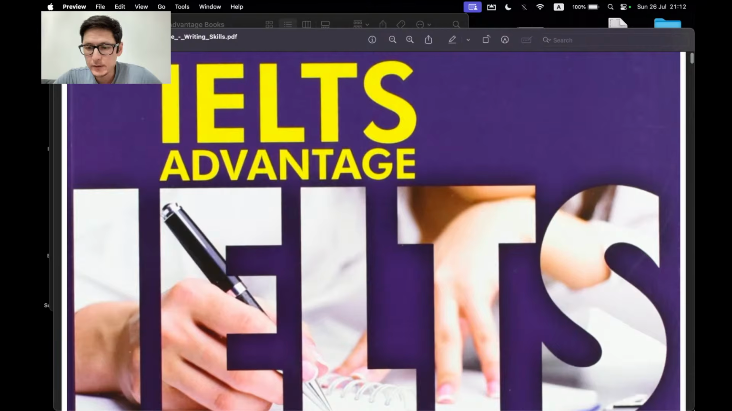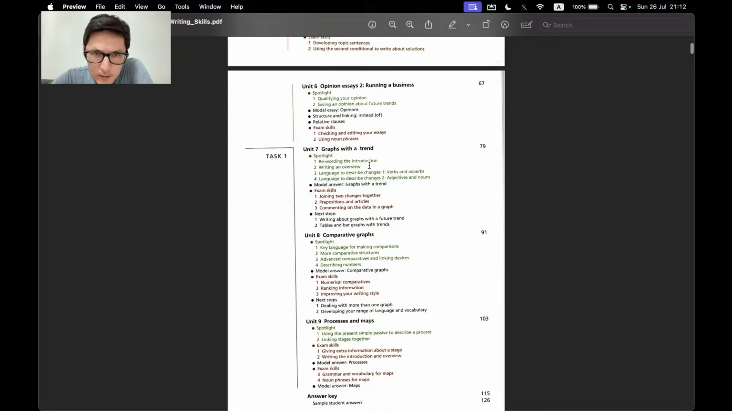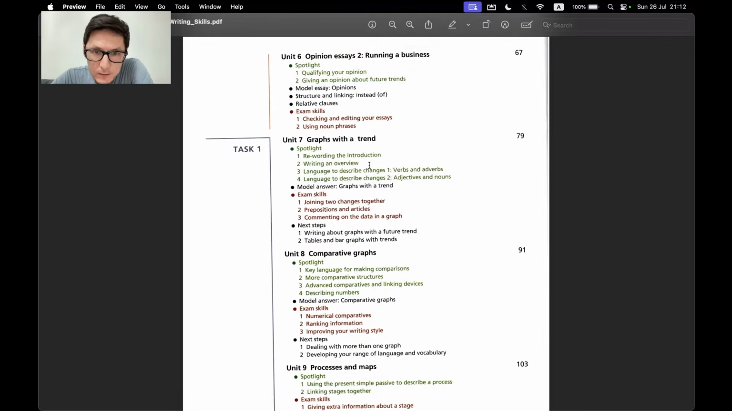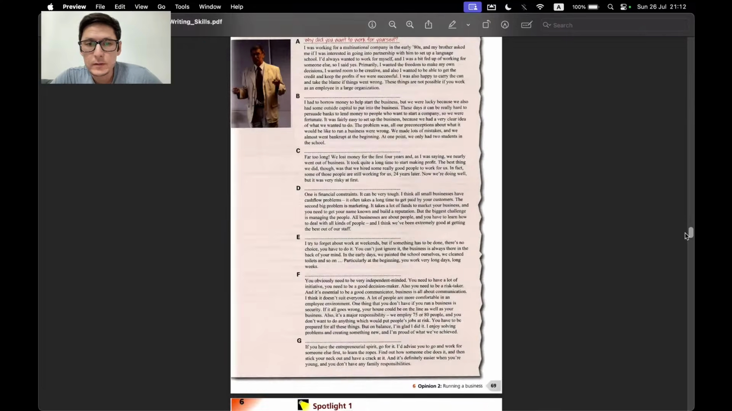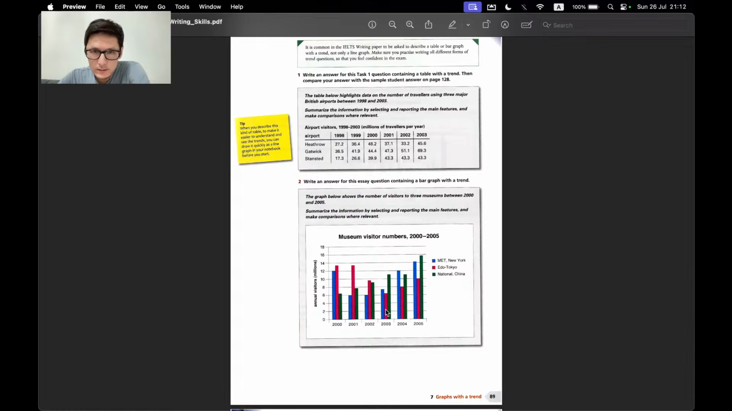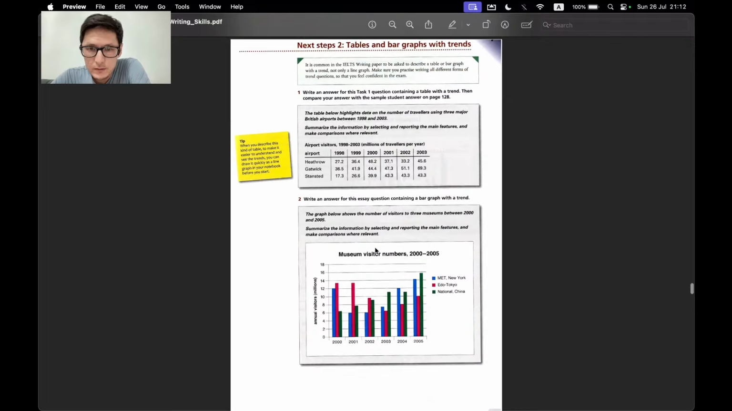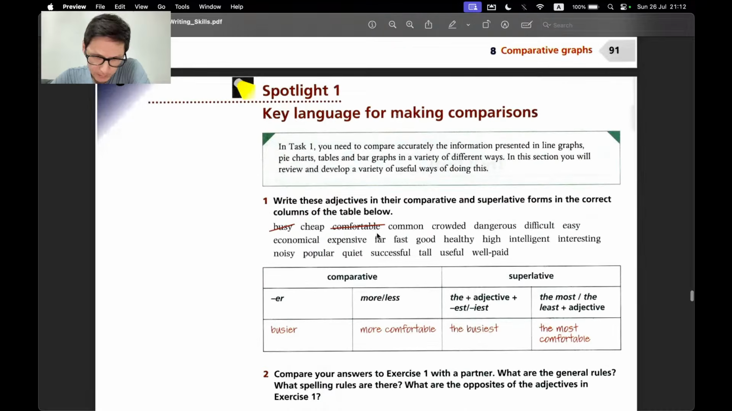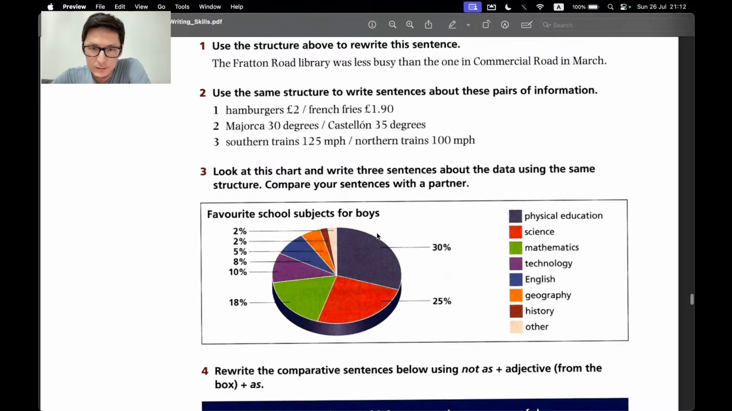IELTS Advantage. And there you can find the comparative. Where is that? Comparative. Advantages, problem solution, opinion, graph and trend. Comparative, page number 91. Let's look at this. 89. Yeah, it's here actually. Comparative graphs, here about trends and so on. Here we have a comparative graph, and here you can find the graph connected with the pie chart.